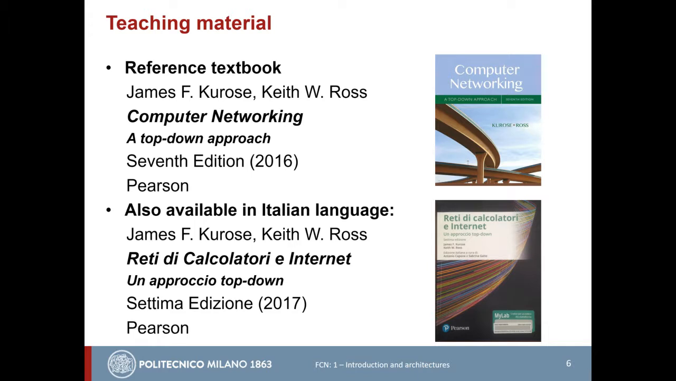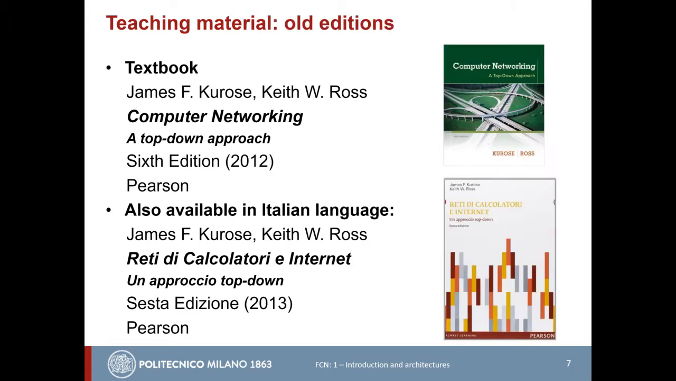Regarding the textbooks, the best textbook is Computer Networking by Kurose and Ross, and there is also the Italian language version, which is really identical, and is the 7th edition. In this edition, there are some changes compared to previous editions. So, if you have to buy the book from scratch, you should look for this edition. If you already have a previous edition, it doesn't matter, because we will follow this book, but very loosely.